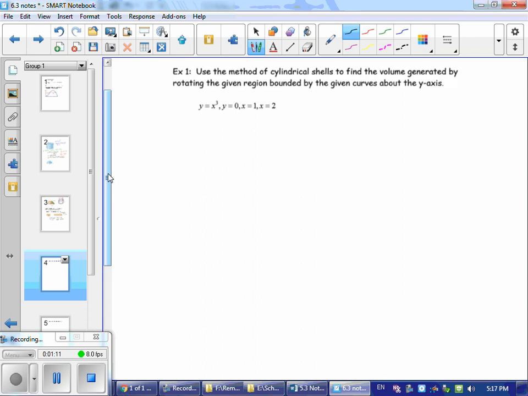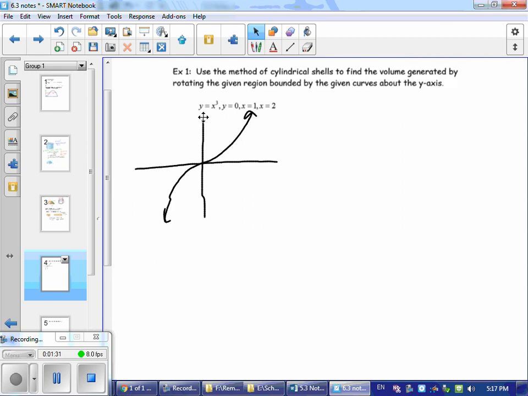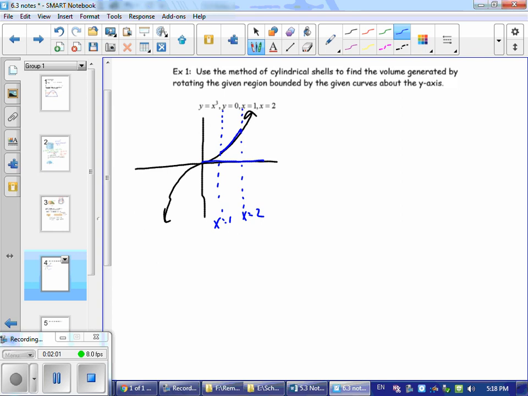So the first thing I'm going to do is sketch what this thing kind of looks like. So y equals x cubed, without that little crinkle in there, looks like that. y equals 0 is the x-axis. x equals 1, x equals 2, something like that. So it looks like our bounded region is this right here.